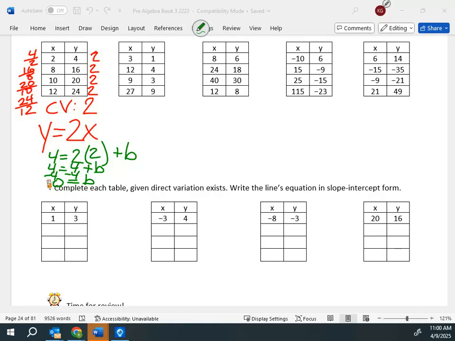That make sense? On the bottom, it says complete each table given that a direct variation exists. So we know automatically it is proportionate. All of these have a direct variation. Write the line's equation in slope-intercept form. So I'm not checking to see if it's a direct variation. It already is. So how can I fill in? How do I use that knowledge to fill in my table?